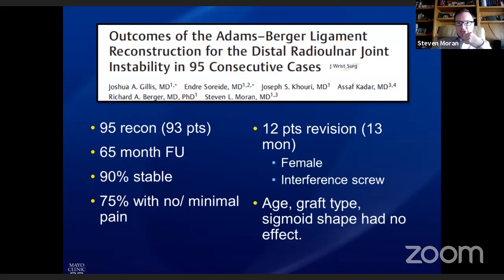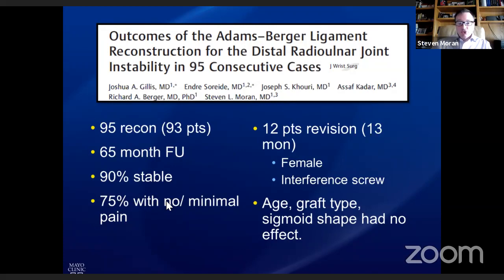So this procedure has been done for over 15 years here. We wrote an outcome study looking at my patients along with Dr. Berger's patients. We had 95 reconstructions in 93 patients with almost a 6-year follow-up. And we found that of those 95 reconstructions, 90% of them were stable following surgery.